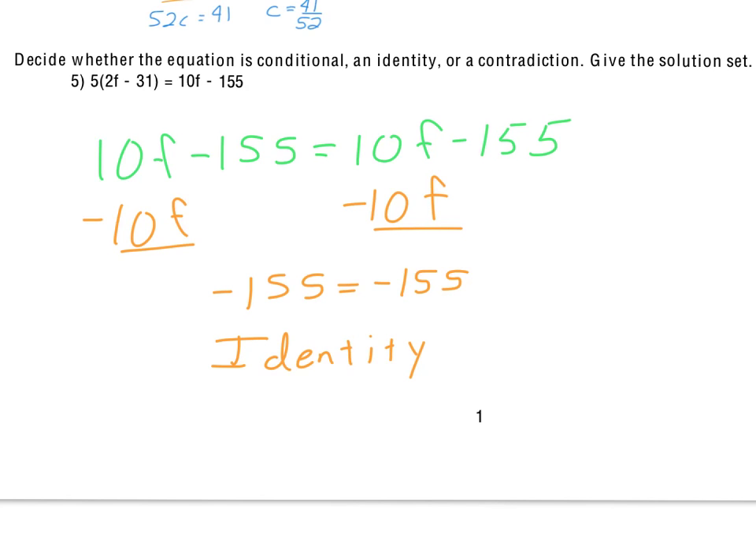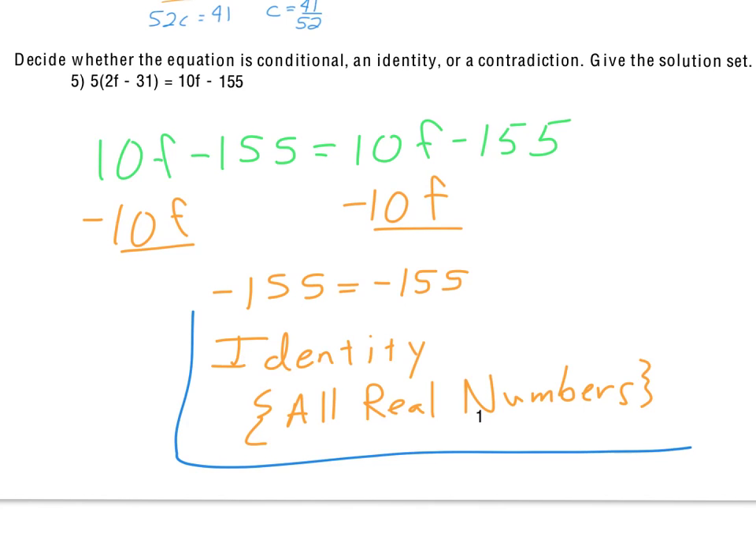The solution set for identities is all real numbers. So this is just one way to put that in set notation, just putting all real numbers in the set brackets. So that's what we're looking at for that one, identifying that it is an identity and that the solution set is all real numbers.